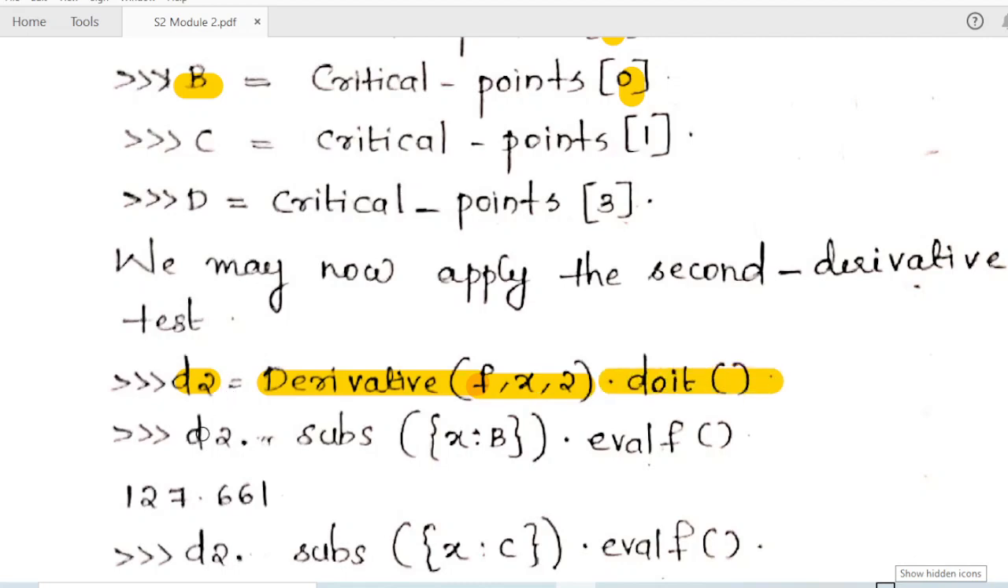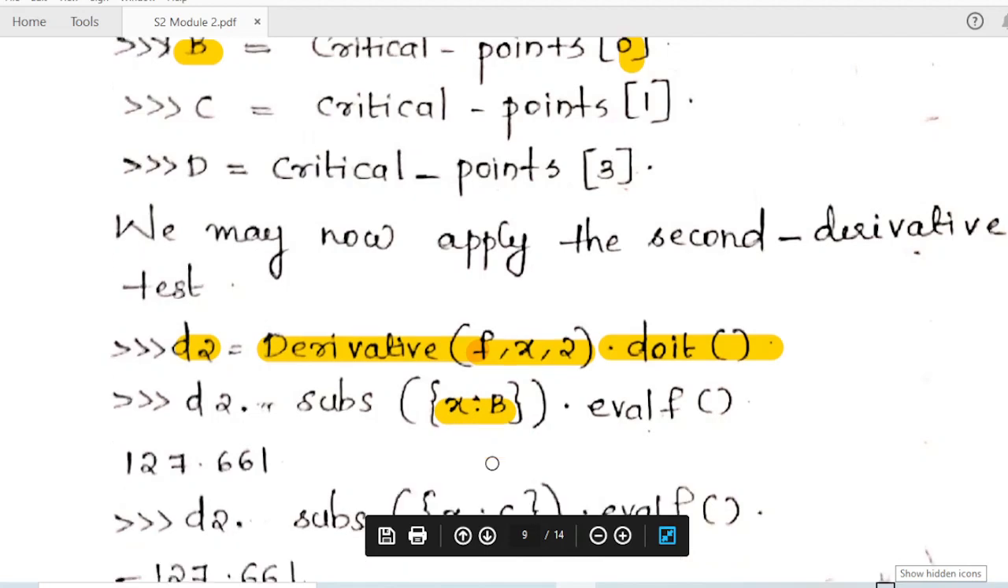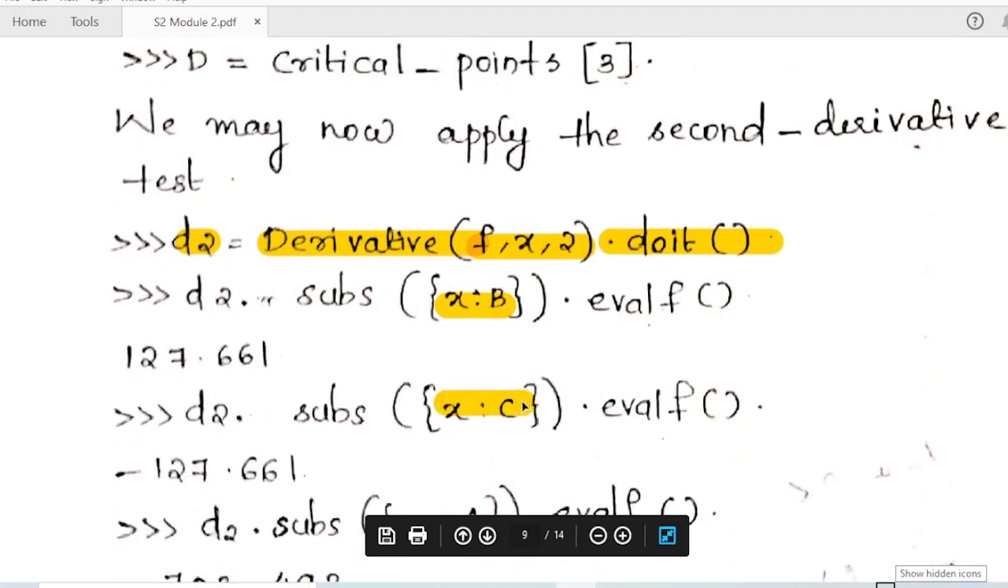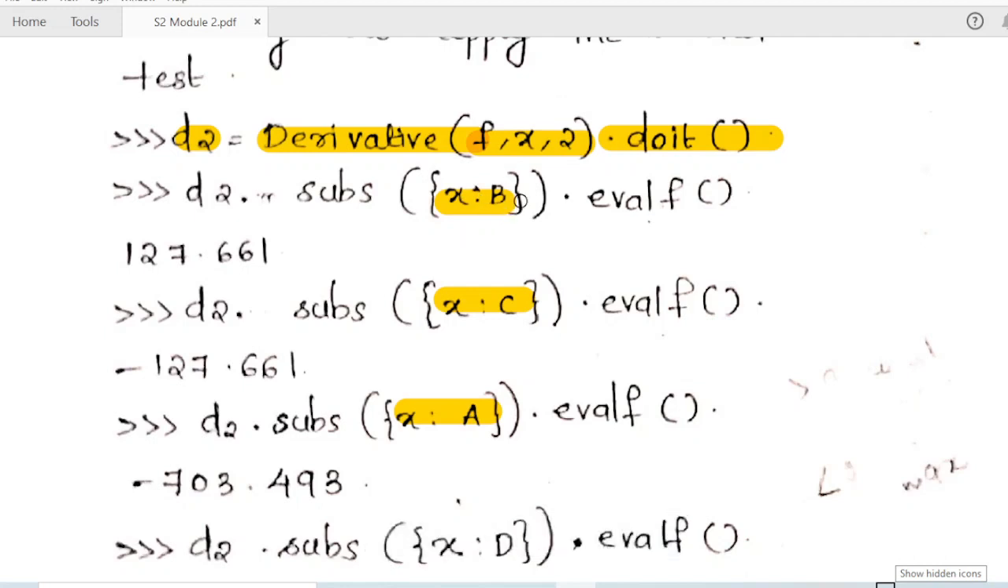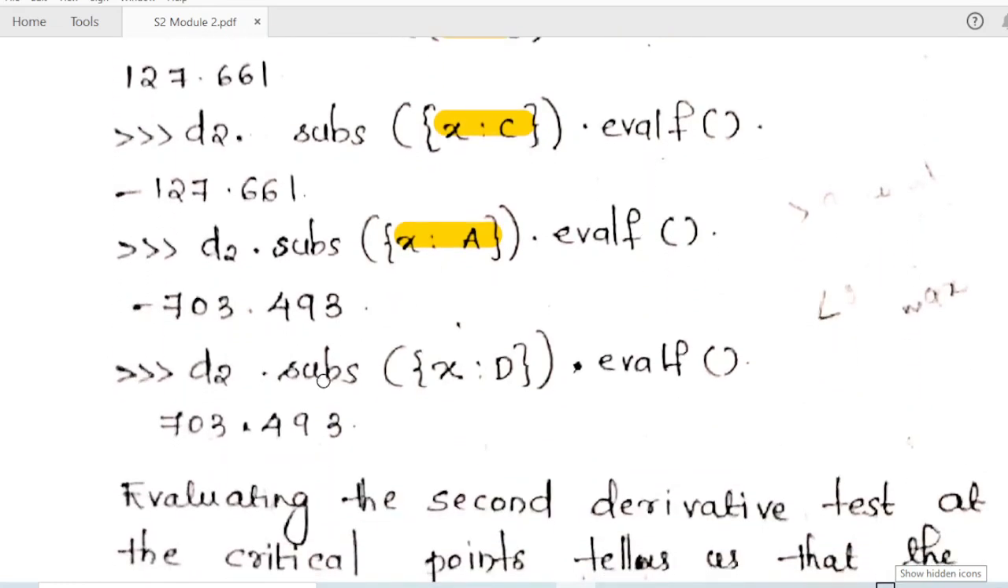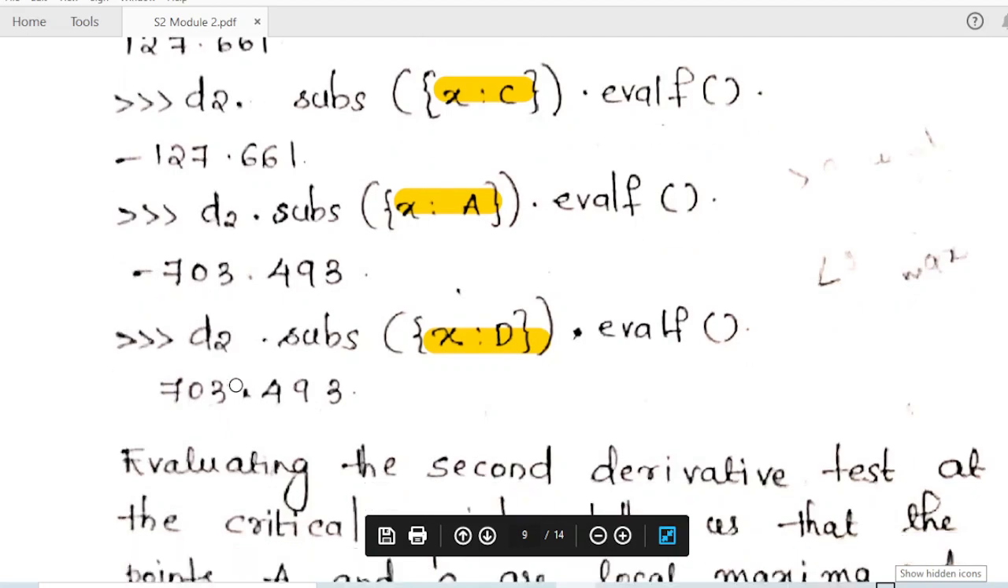After that you will be first substituting, instead of x, capital A, B, C, D. You will be putting all the values and finding the values. So for that d2 dot substitution function x b dot evalue function f function. So when you are putting x equal to A, B, C, D, we get the different 4 values.